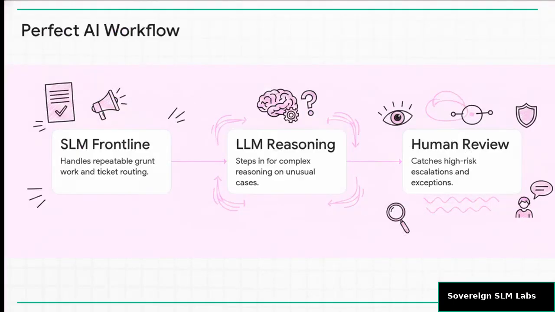Let's move on and see how this all builds together. Because the real twist of this explainer isn't about picking a winner between the two. It's about building a hybrid team. Step 1. Your SLM handles all the repeatable grunt work. It classifies the ticket, maybe drafts a standard response. Step 2. An LLM steps in for complex reasoning. A routing layer automatically sends it highly unusual or maybe emotional customer cases. And step 3, a human review catches any high-risk escalations. It's a perfect modern workflow that harmonizes cost, privacy, and capability all at once.